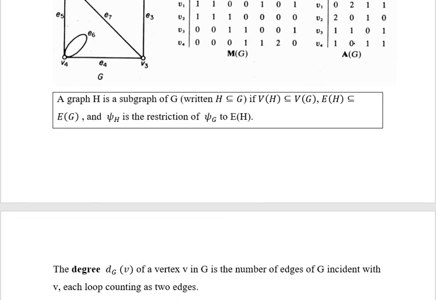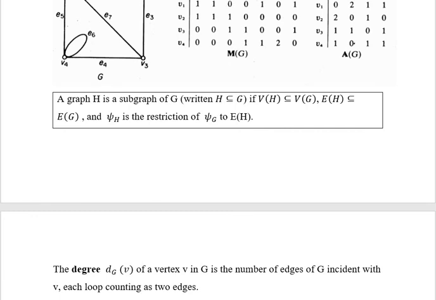A graph is said to be a subgraph of G if, viewed in the vertex set way, it is a subset of the vertex set of the main graph G. If viewed in the edge set way, it should also be a subset of the edge set of G. And corresponding to the mapping of the subgraph H, psi H should be a restriction of the mapping psi G to the edge set of H.